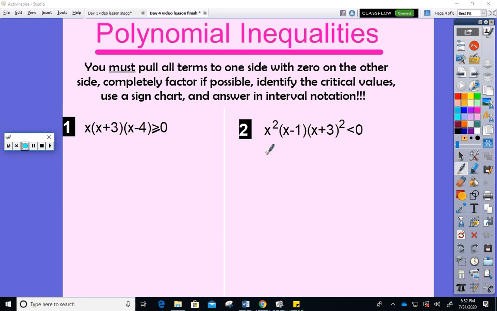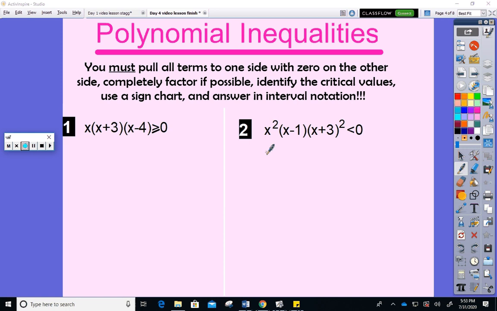Now, if they're linear, like the ones you've been doing with or without absolute value bars, don't change your method. But if you go x squared or higher, then you need to follow the directions listed in black above. You've got to pull all the terms to one side of the inequality so that you have a 0 on the opposite side. You completely factor if possible. Once you factor, you identify the critical values easily. If you can't factor, you still have to identify critical values. It just might be more complicated to do so, and we'll talk about that. You must use a sign chart, and you will answer in interval notation.